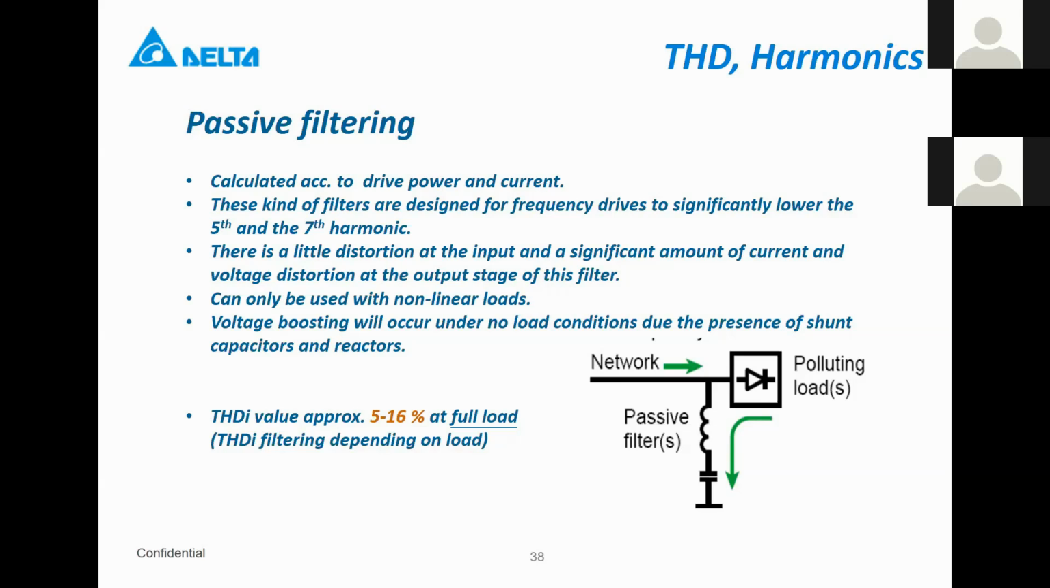You see when your load is going down, you get a difference, of course, in your THCI, and then the total THCI can also be different in that case. But roughly from 50 to 100% load, you have more or less the same THCI, between 5 and 16%. It lowers the fifth and the seventh harmonic most of the time, but sometimes also the higher ones a little bit, so it lowers the complete system. It can be used in combination with a frequency drive or other types of nonlinear loads.